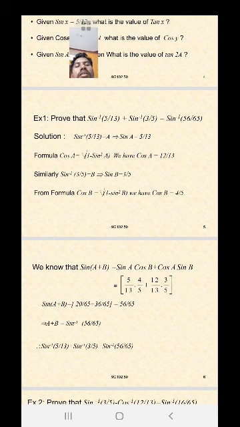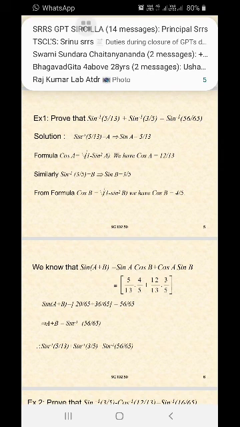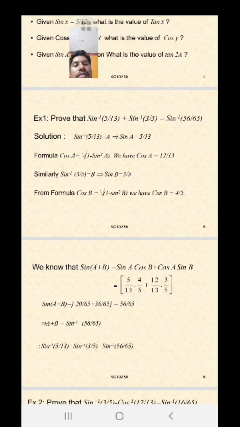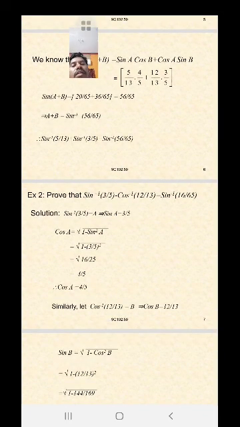Let sin inverse of 5 by 13 equal a, then sin a equals 5 by 13, and the cos a formula is under root of 1 minus sin square a, so cos a equals 12 by 13. Similarly, let sin inverse of 3 by 5 equal b, sin b equals 3 by 5, cos b equals root of 1 minus sin square b, so cos b equals 4 by 5. We know that sin of a plus b equals sin a cos b plus cos a sin b. After substituting, we get a plus b equals sin inverse of 56 by 65. In place of a and b, if we substitute, we will get the required proof.